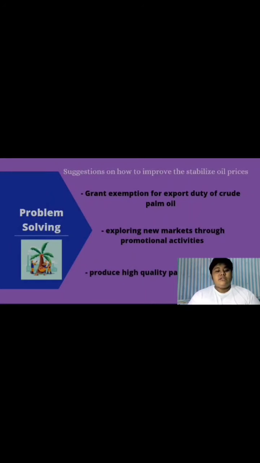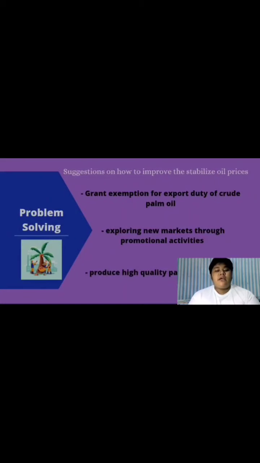There are a few suggestions on how to improve or stabilize the oil price to ensure its survival: grant exemption for export duty of crude palm oil, explore new markets through promotional activities of palm oil, and produce high quality palm oil. These are effective solutions for stabilizing the price range of palm oil for process improvement.